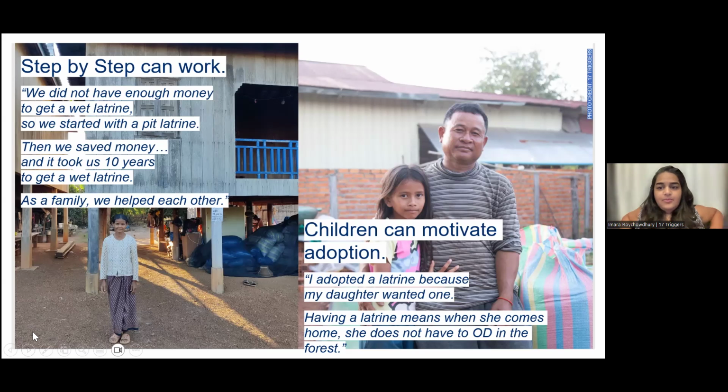So step by step can work. It's just understanding what the right first step is. And then we also heard from a lot of people that their children motivate them to adopt a latrine. They do it because their daughter wants it, because maybe they feel more safe, but also because it's a symbol of modernity and something they've seen in the big city and they want at home as well. So having a latrine means that when she comes home, she doesn't have to OD in the forest. So there are really important motivations for why people adopt latrines as well.